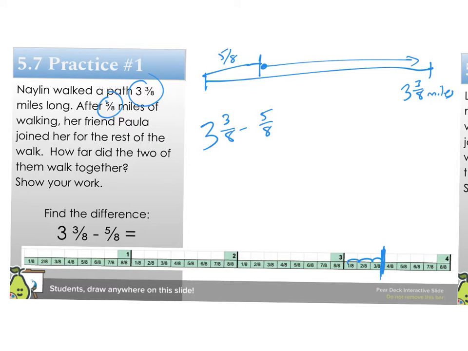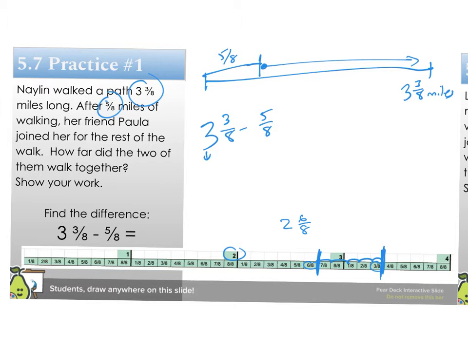1, 2, 3, 4, 5. And so we go from this side to this side. So the answer should be 2 and 6/8. We're going to check that in a different way.